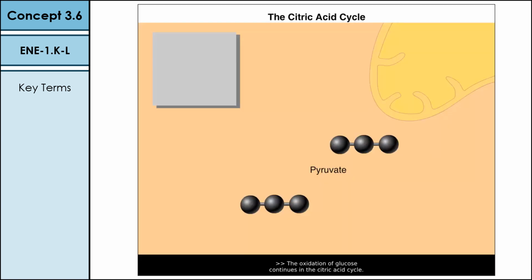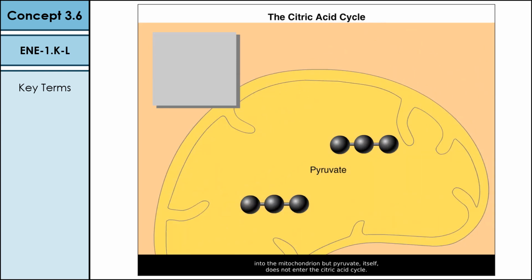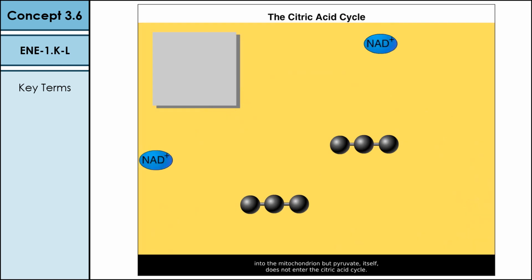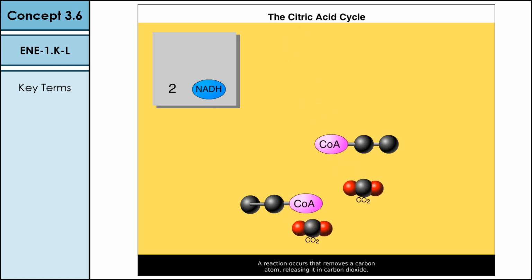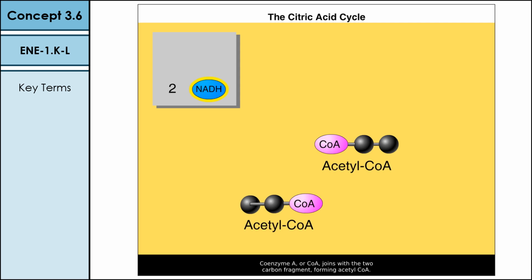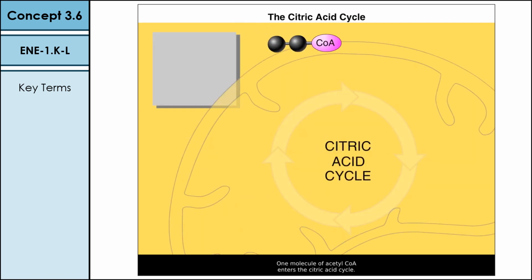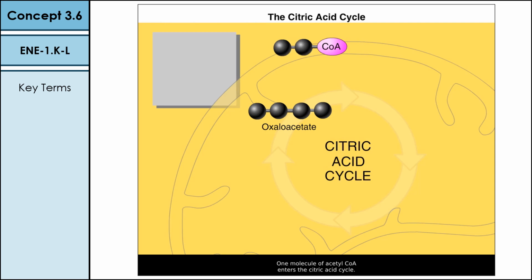The oxidation of glucose continues in the citric acid cycle. Pyruvate molecules formed during glycolysis are transported from the cytosol into the mitochondrion, but pyruvate itself does not enter the citric acid cycle. A reaction occurs that removes a carbon atom, releasing it in carbon dioxide. Electrons are transferred to an NADH molecule, storing energy. Coenzyme A, or CoA, joins with the 2-carbon fragment, forming acetyl-CoA. 1 molecule of acetyl-CoA enters the citric acid cycle.